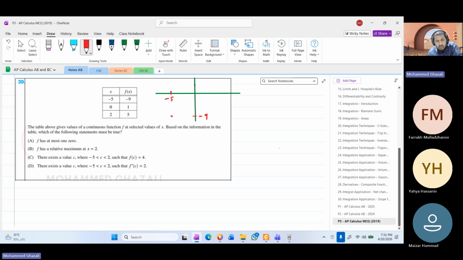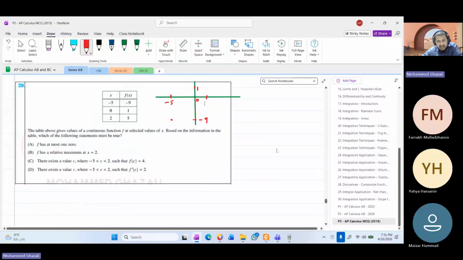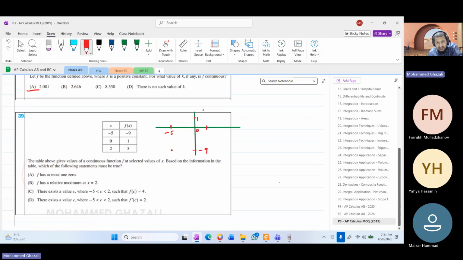At 0, it is 1, right? So there's a point at 1. And at 2, the value is 5. It's like way higher up, okay? So obviously, this value here is negative and this value is positive. It looks like we're using the intermediate value theorem. Maybe the graph is going like this.